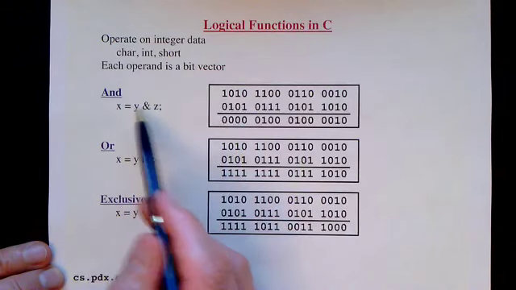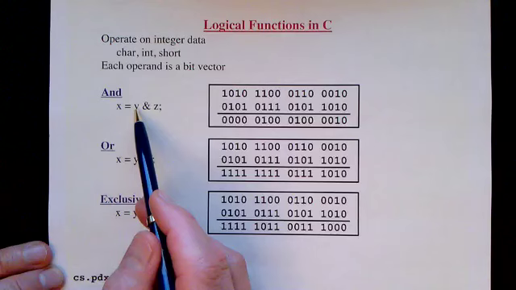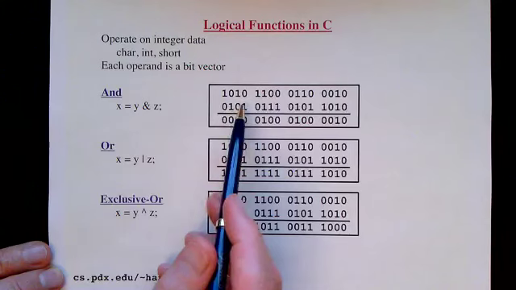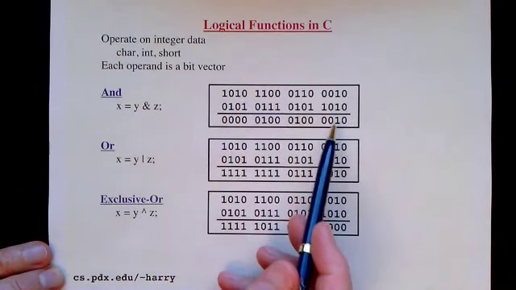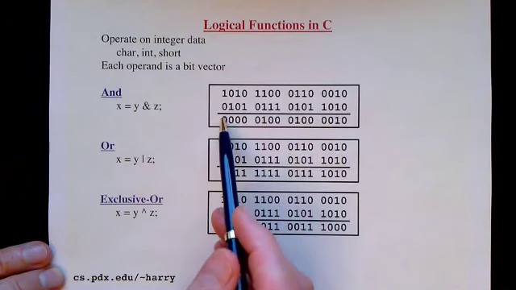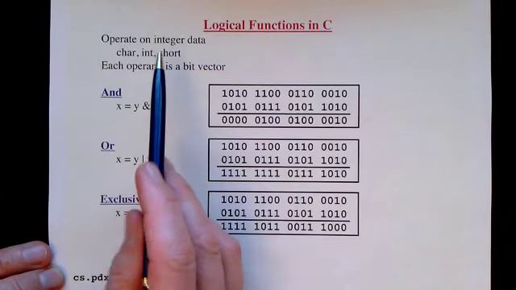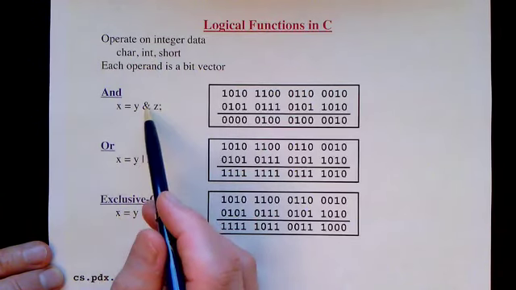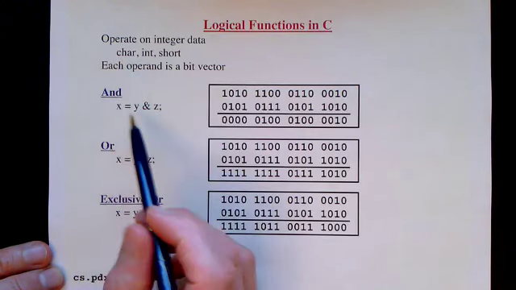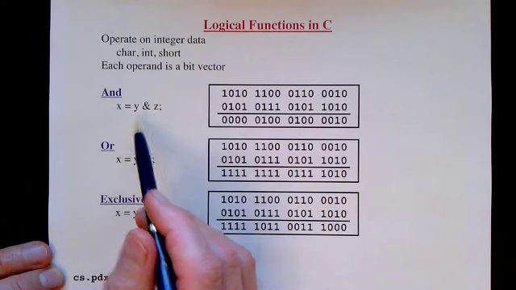So an operation like this will take a 16-bit operand y and a 16-bit operand z, treat them as bit strings, and perform the AND operation in a bitwise fashion to get a 16-bit result. If x, y, and z were declared to be integer, it would do 32 bits at a time. Or if char, it would be doing 8 bits at a time.